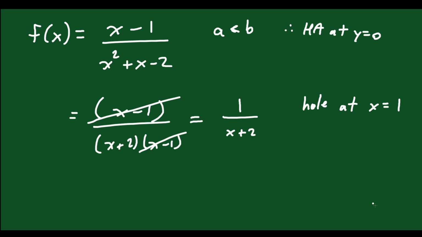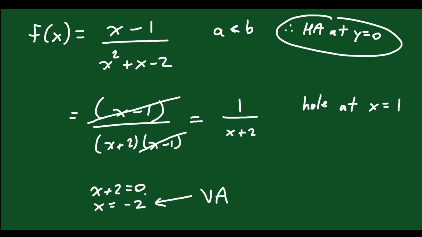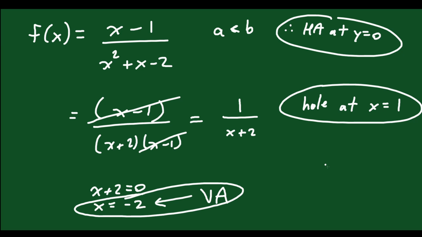So with that, what's the next step? I think we have to find the vertical asymptote, right? So you set the bottom to 0, so x plus 2, x plus 2 equals 0. Therefore, x equals negative 2. That is the location of your vertical asymptote. So I got my horizontal asymptote, I got my vertical asymptote, I got a hole. All you got to find next are the x and y intercepts, okay?